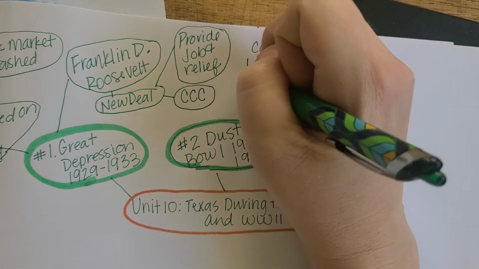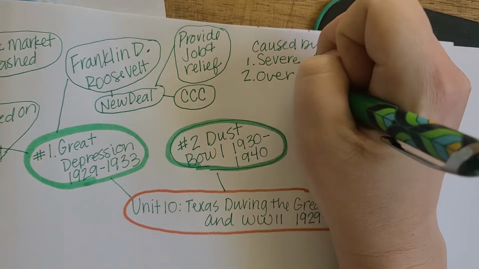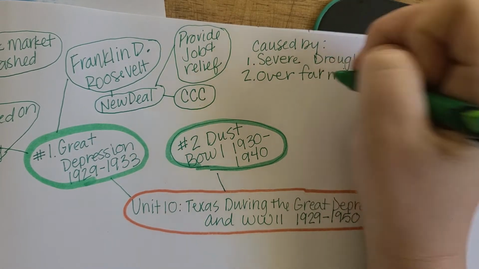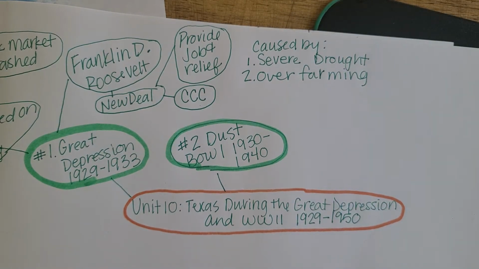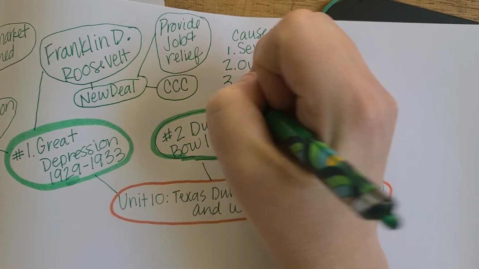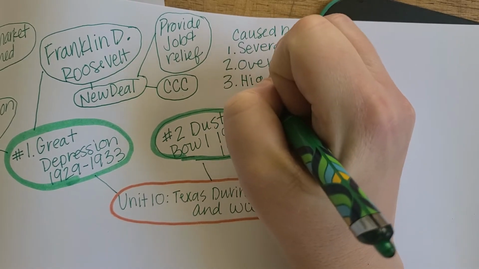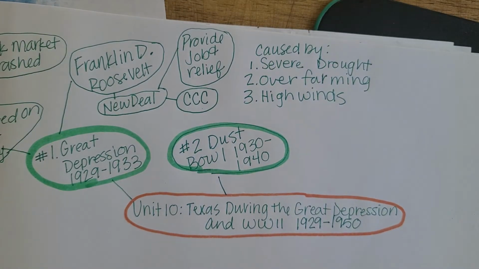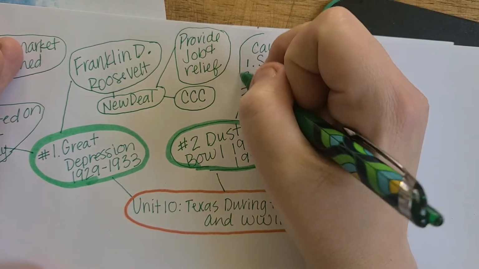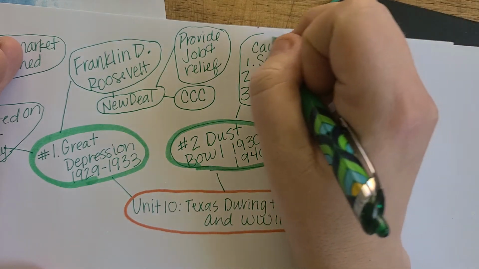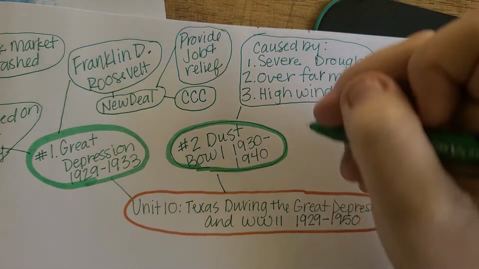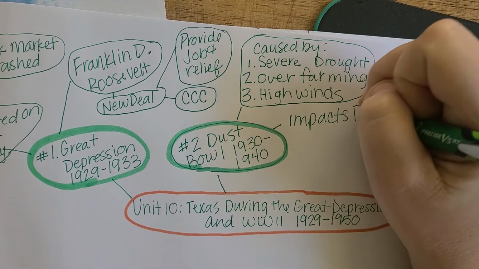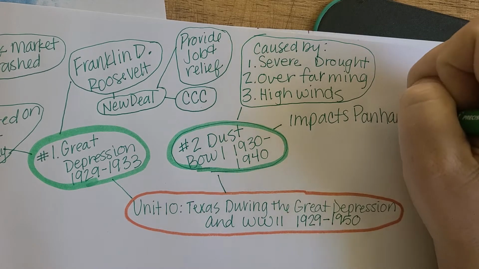And then number 2, over farming. During World War I, they planted a lot of wheat in order to feed troops, and it ended up tearing up the soil. Number 3 is high winds. So the 3 of those things combined is what created the Dust Bowl. This especially impacts the panhandle of Texas.